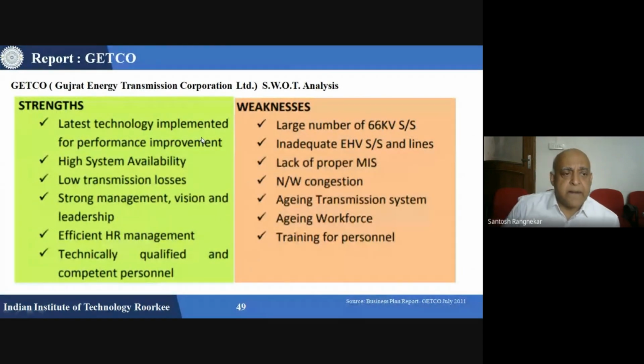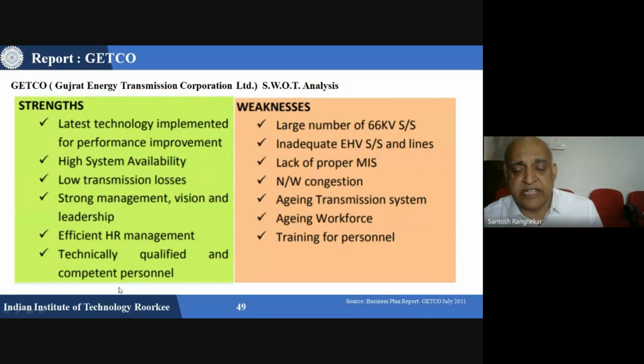Now another company is GETCO, Gujarat Energy Transmission Corporation Limited, the SWOT analysis. Here we find the strengths: the latest technology implemented for performance improvement, high system availability, low transmission losses, strong management vision and leadership, efficient HR management, and technically qualified and competent personnel. Here you see this has become a very popular organization with particular strengths.